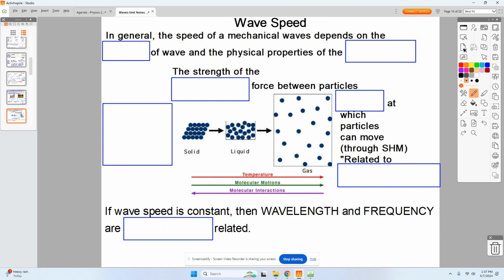So in general, the speed of a wave depends on two things. What kind of wave is it? Is it a sound wave? Is it an earthquake? Is it a water wave? What kind of wave is it that's traveling? And what are the properties of the medium? So this is for mechanical waves. Mechanical waves require a medium. So what are the medium properties?